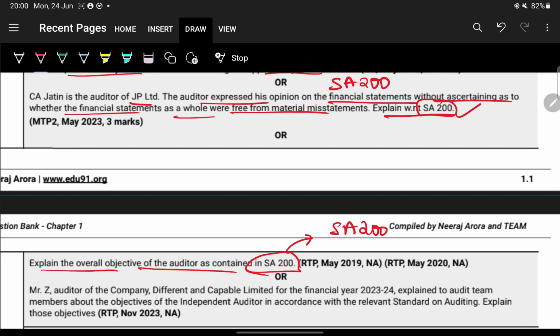Okay, next. Mr. Z, an auditor of the company Different and Capable Limited, for the financial year 23-24, explain to the audit team members about the objectives of an independent auditor in accordance with the relevant standard on auditing. Explain those objectives. Again, basically all of these questions want you to write SA 200.